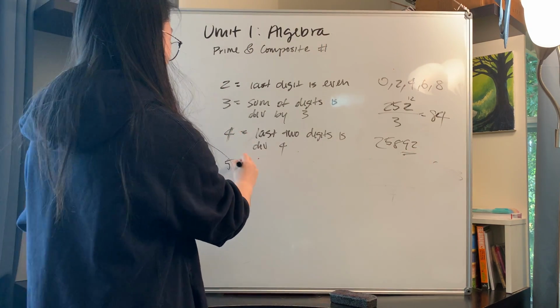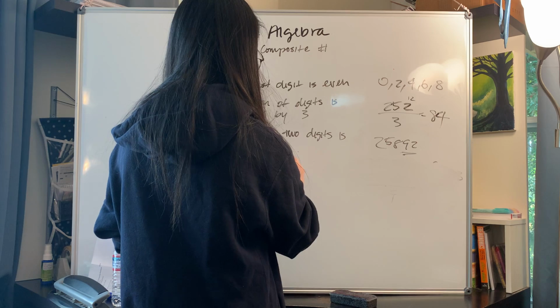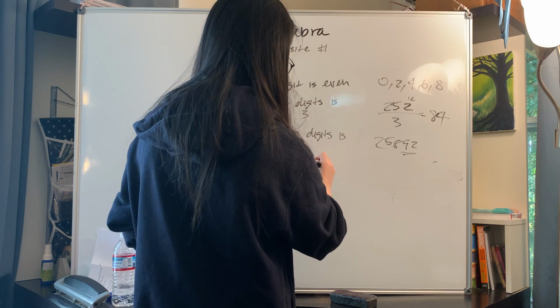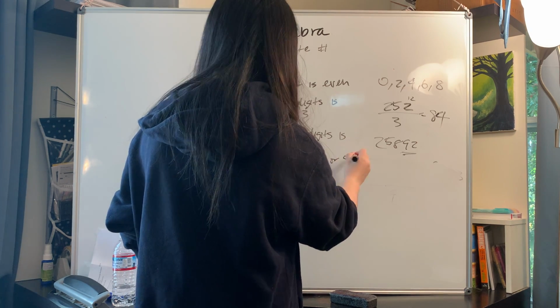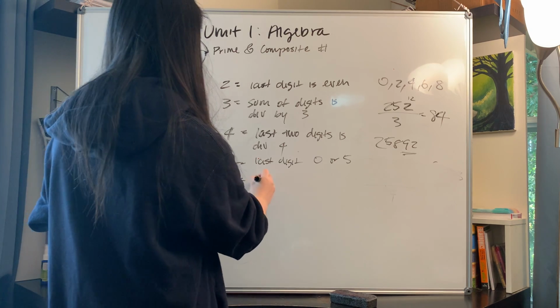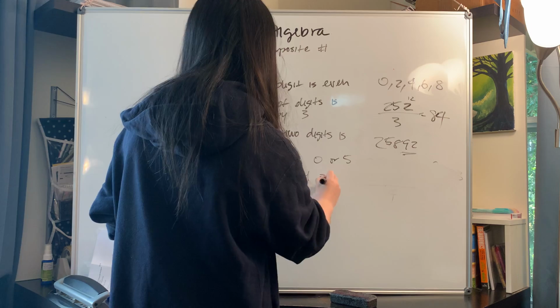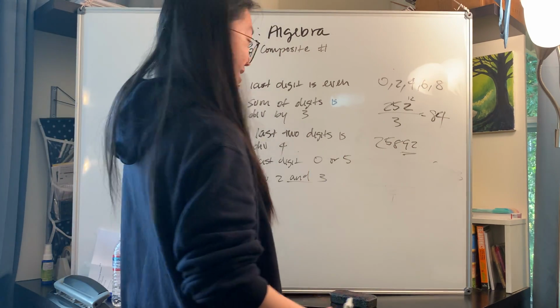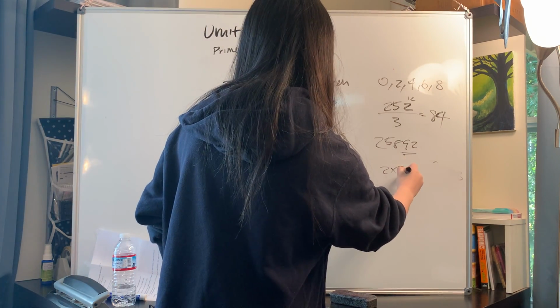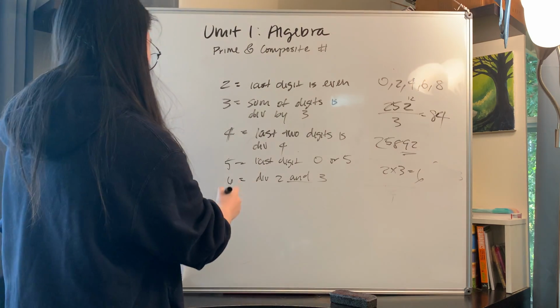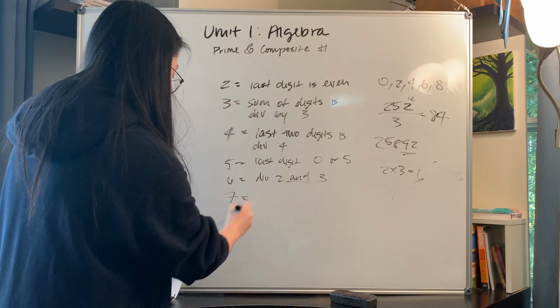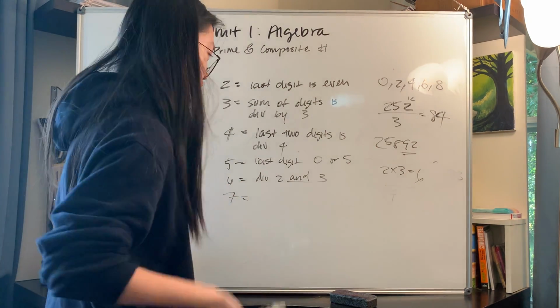Divisibility by 5: the last digit has to be either 0 or 5. Divisibility by 6: it has to be divisible by 2 and 3, because if it's divisible by 2 and 3, then 2 times 3 is 6. We don't actually have a good divisibility rule for 7. I would just say straight up divide it.